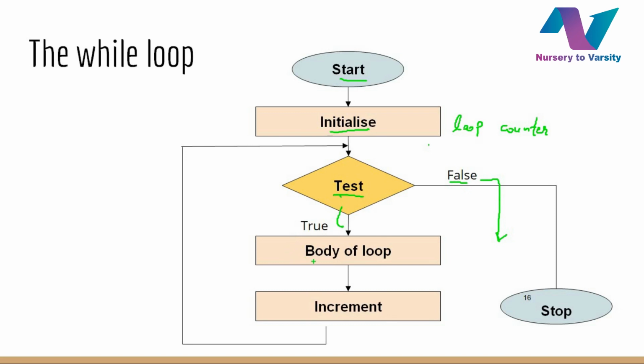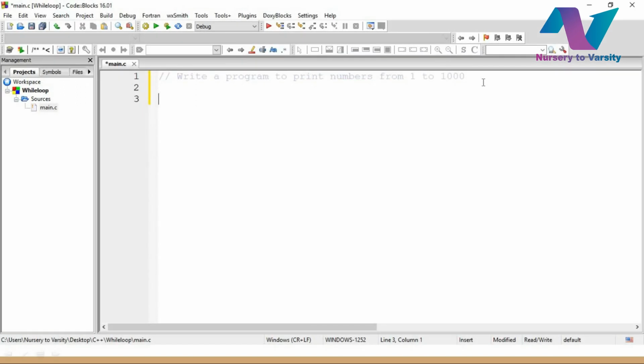After entering into the loop, it will execute the statements which are in the loop, that is the body of the loop, and after executing the body of the loop, it will increment our counter variable. And then again it will check our condition to see whether it is true or not. And in this way the while loop works. So let's understand the while loop in more detail with a simple example of printing numbers from 1 to 1000.